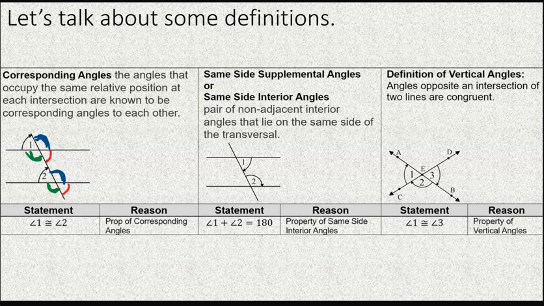We have same side supplemental angles or same side interior angles, depending on who you talk to. These are angles that exist in parallel lines, and what they do is they will add to equal 180 degrees. The last definition, which is vertical angles, was something we proved in the last video, and now we can use it here. One point I want to bring up.